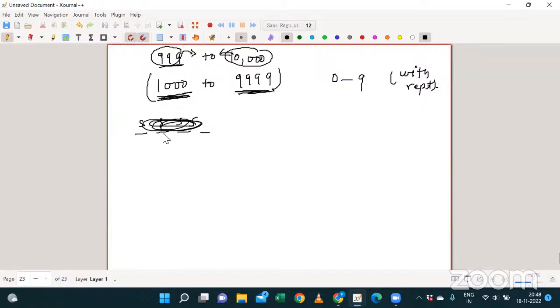Can we do it like this: first we calculate the total number of ways of preparing the numbers, and then we subtract the cases of the numbers which do not have 5 in them? Yes, that's a good approach.